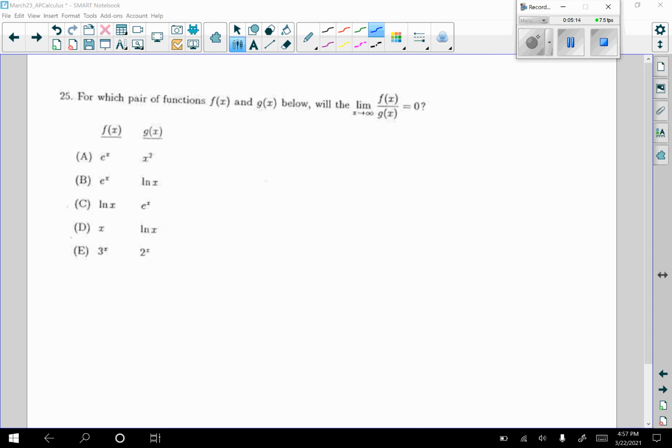All right, so for 25, the question is for which pair of functions f of x and g of x below will the limit as x approaches infinity of f of x over g of x equal 0? Well, this is going to happen anytime our denominator is larger than our numerator. So for a fraction, as x keeps increasing, we want our denominator to be much larger than our numerator, because we're going to get a number over a very large number, and that's practically 0.